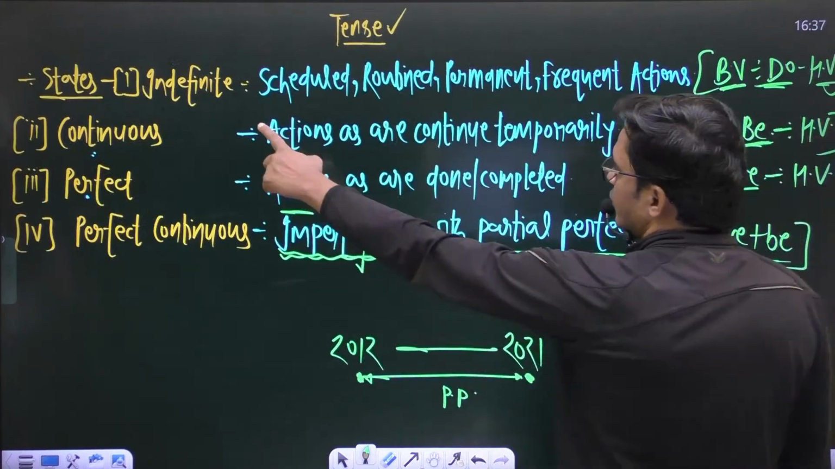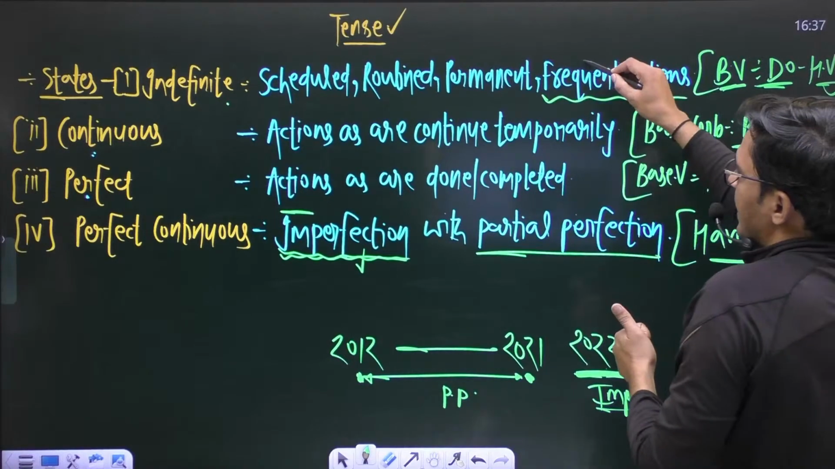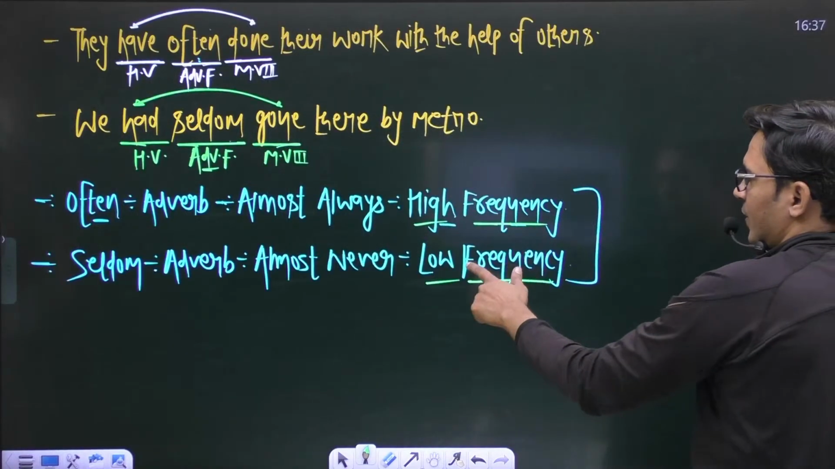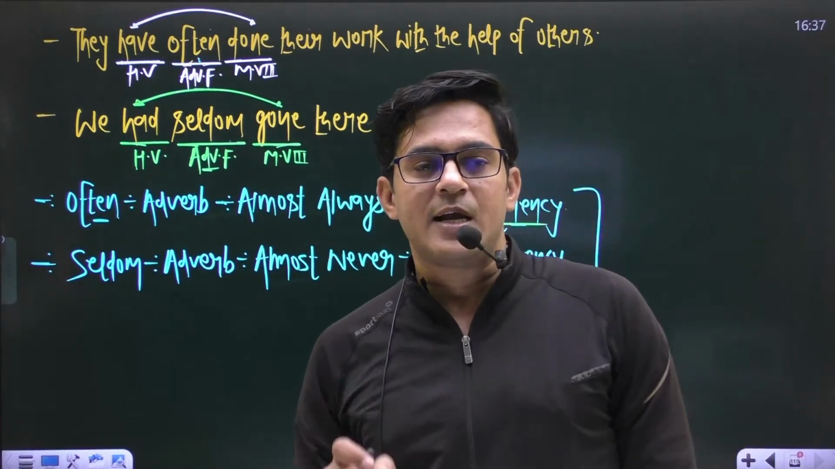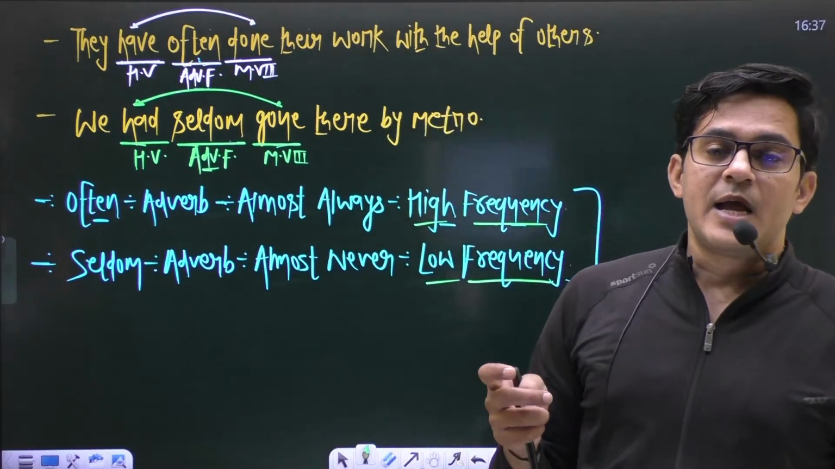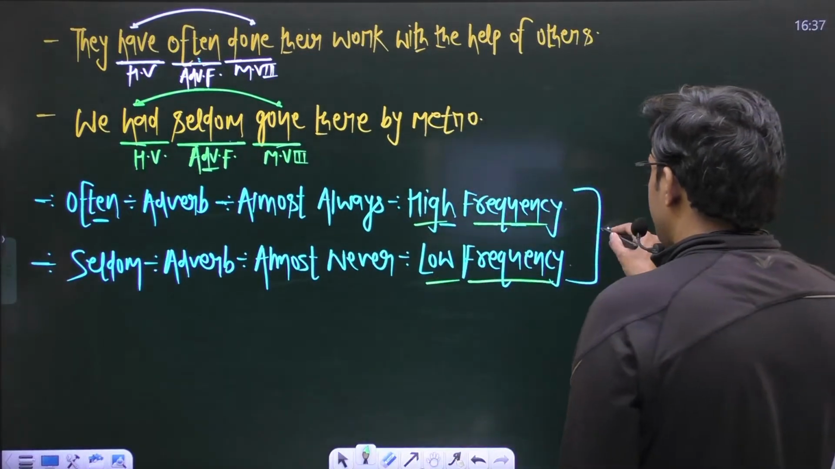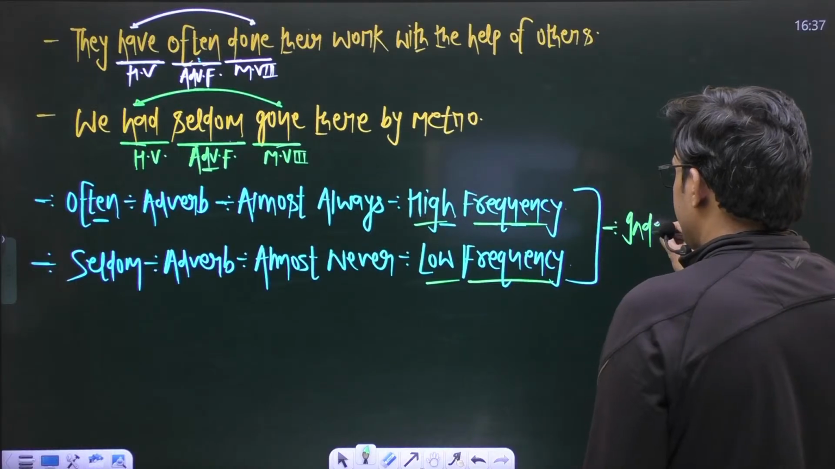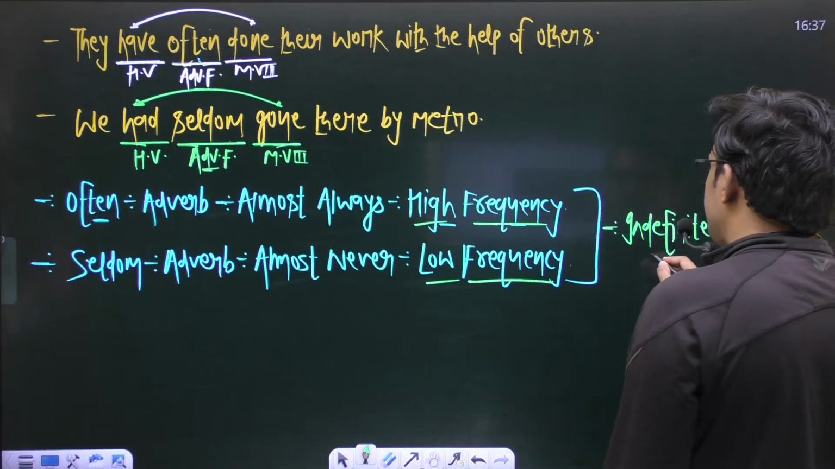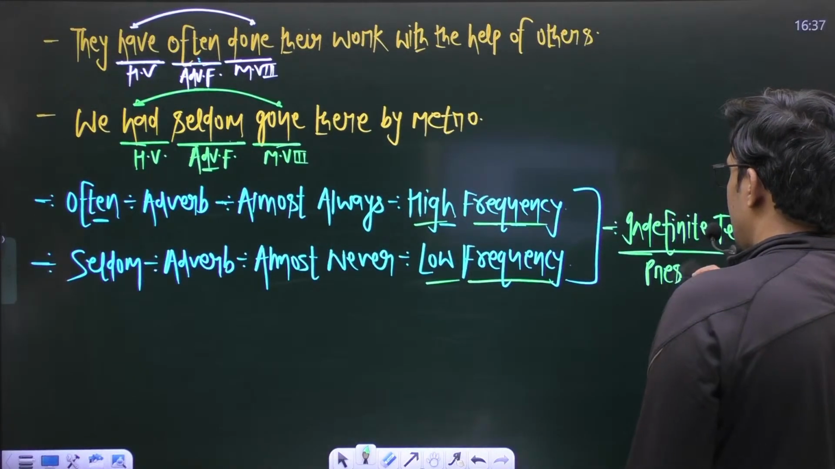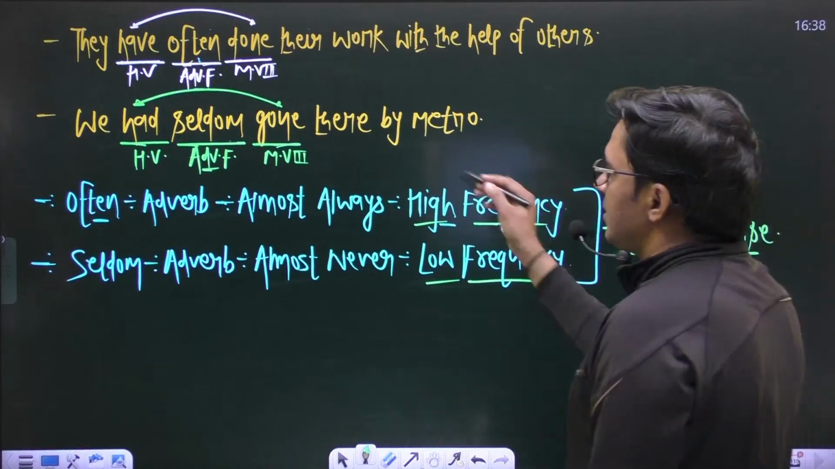And as I said, we use indefinite tense whenever it talks about frequent actions. Frequent actions means any kind of frequency, whether it is high frequency or low frequency. Because of these two identities, these two adverbs, often and seldom, we need indefinite tense. And this indefinite can be anyone, like present indefinite or past indefinite, because of this frequency, right? This indefinite can be of present or past.